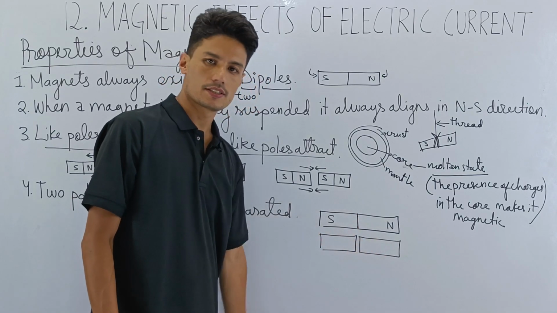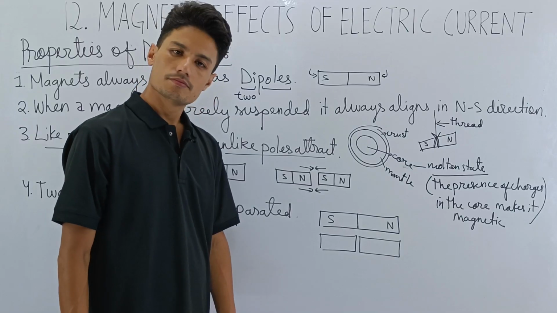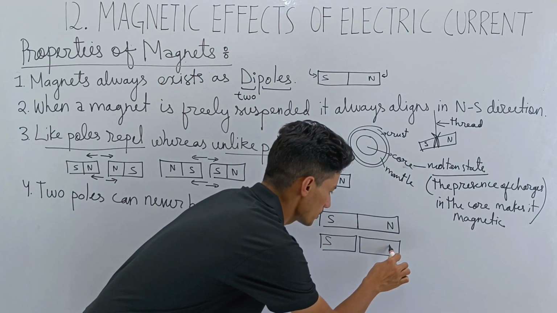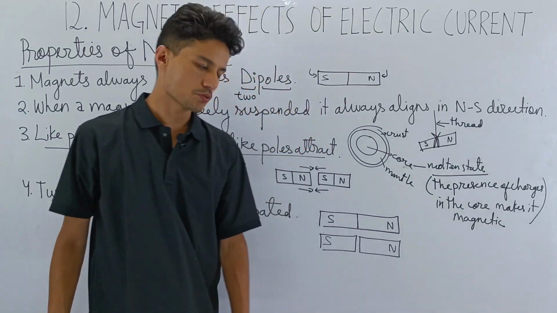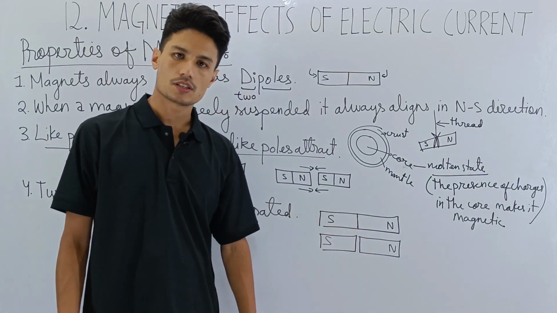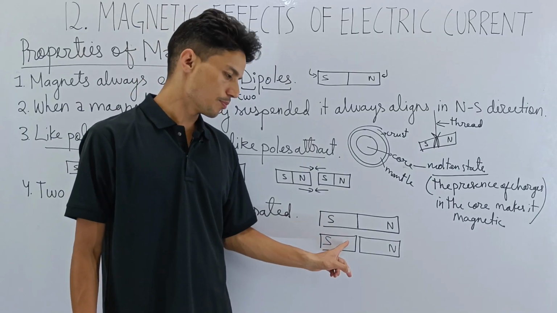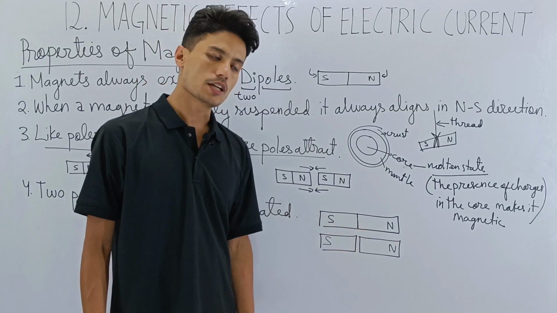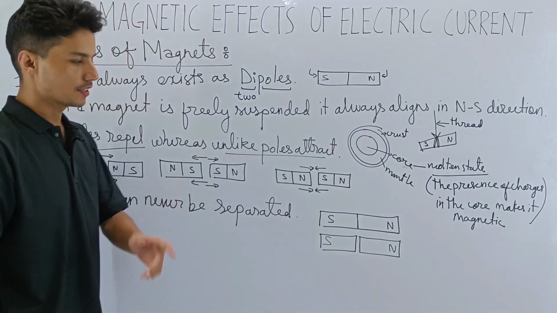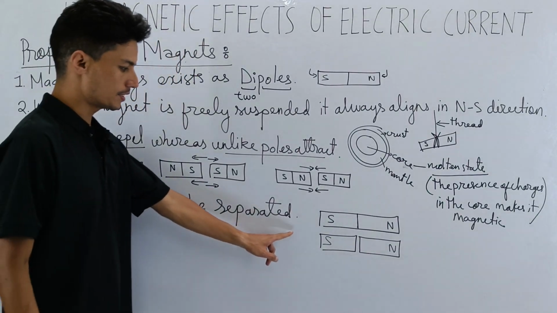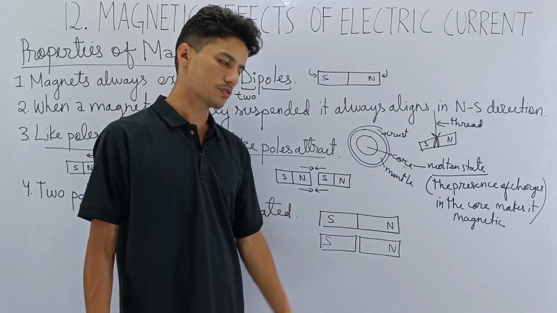I've managed to separate. Now, does it mean that now all of this is south and all of this is north? Have I managed to separate the south from the north and the north from the south? No. This is impossible. I can never separate south and north from a magnet. It's written very clearly here. Two poles can never be separated. That means we can never separate the two poles.